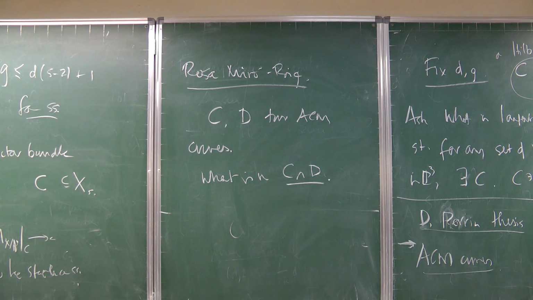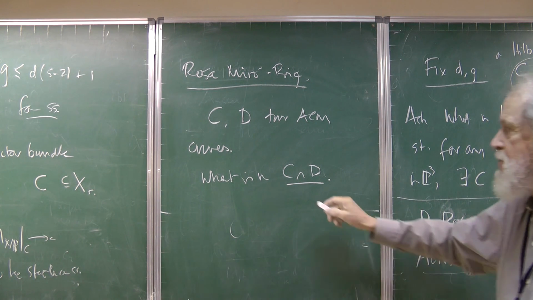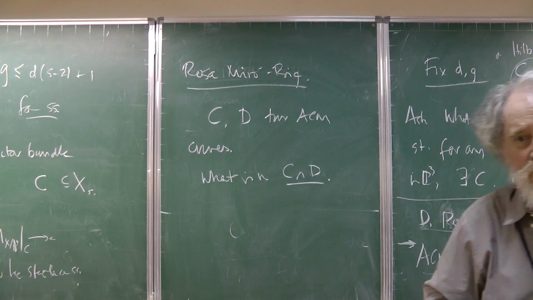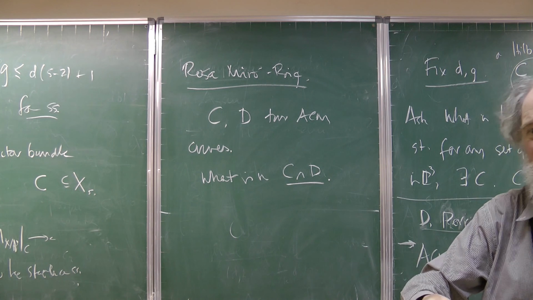A line, of course, is ACM. So a multi-secant line is the maximum intersection of a line with a curve. Here we ask for the maximum intersection of two ACM curves, and we have a fairly satisfactory answer to that. It's a formula that works most of the time. This generalizes earlier work with Ronestad.